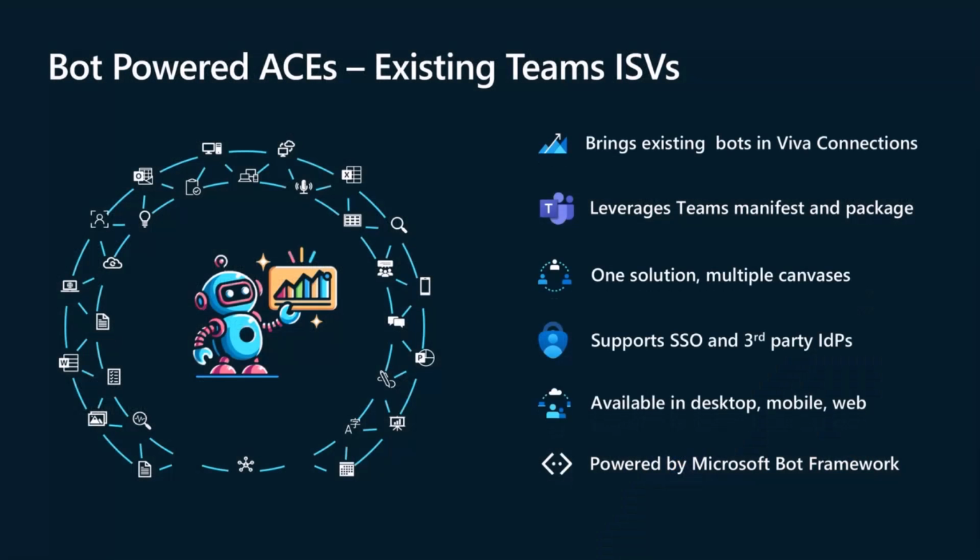And then a final piece before we go to the actual demos and see all of this live is really the bot-powered ACEs. So this is more for an option for existing Microsoft Teams ISVs who have already invested already for Teams bots, and they want to also surface the same bot directly within the Viva Connection dashboards, because they are adaptive cards which are visible in the UX. So you can definitely bring your existing bots to Viva Connection as well. It's using the Teams manifest packaging, so it's a familiar way of doing implementation if you chose this option.